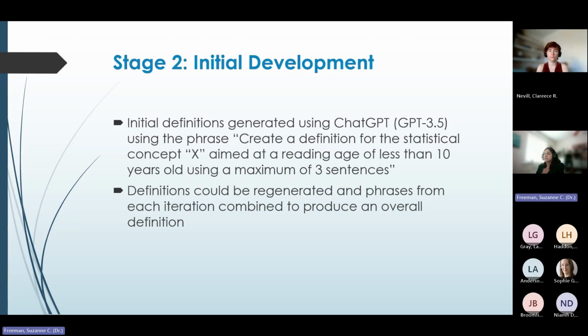So next followed the initial development of that glossary. The first draft essentially involved us using ChatGPT and a standard phrase that we used for all 64 terms. We did split this task across 5 members of the working group, so we all generated about 12 or 13 definitions each. We allowed ourselves to regenerate the definitions if we weren't happy with them, and we allowed ourselves to combine bits and pieces from the different iterations to produce an overall definition.